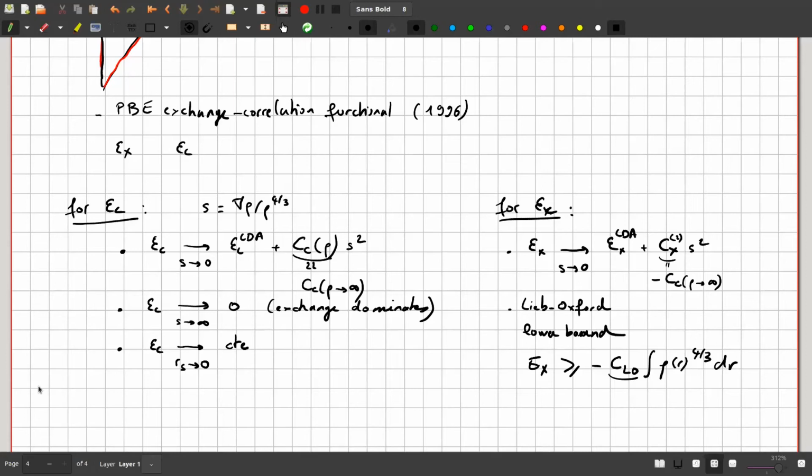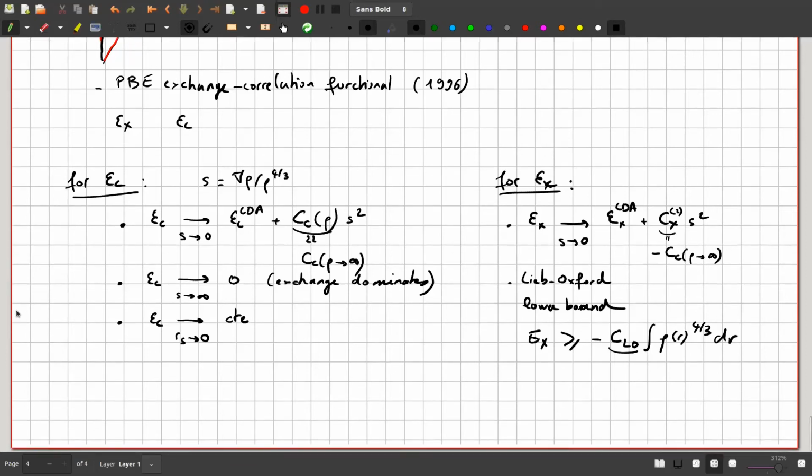Now the last family, or the last type of approximations in the semilocal density approximations, are the meta-GGA functionals. Do you have any questions on the GGAs?